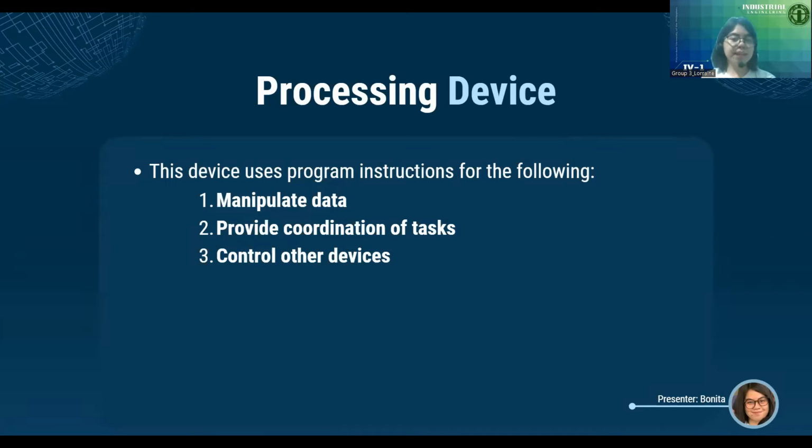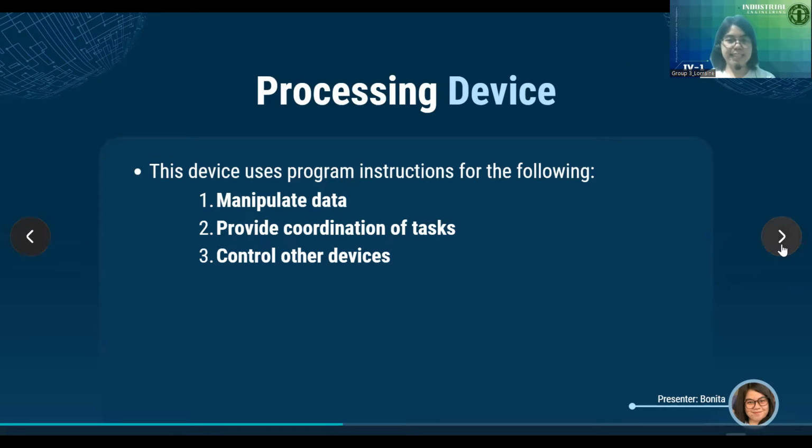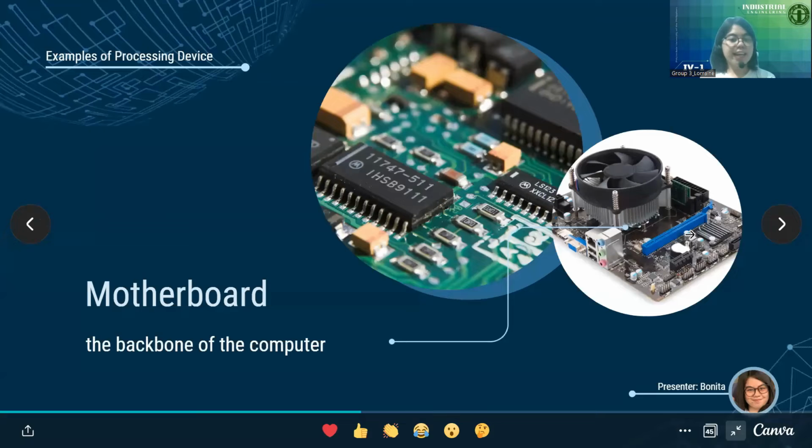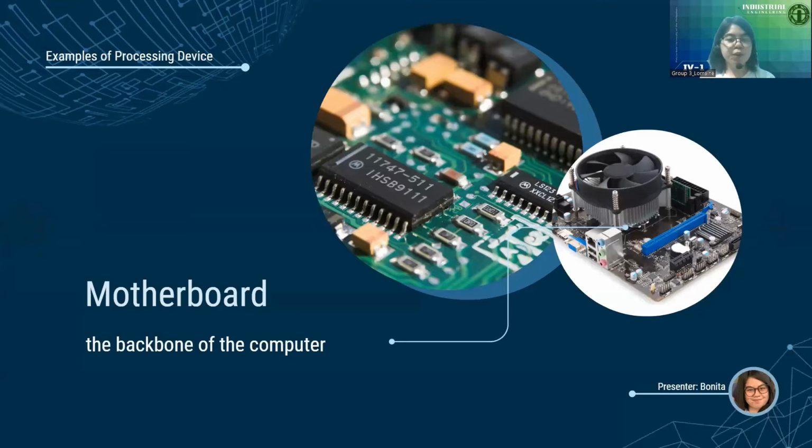So let's go with the main types of processing devices. Next. So yeah, first is the motherboard, also known as logic board in Apple computers. This is the backbone since it connects all other devices to the computer. As you can see in the pictures, maraming nakalagay sa motherboard like the AGP slot, IDE connector, CMOS backup battery, and so on. And they're all connected by the motherboard circuitry.